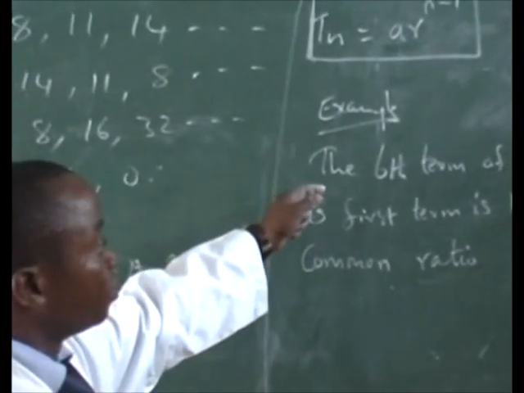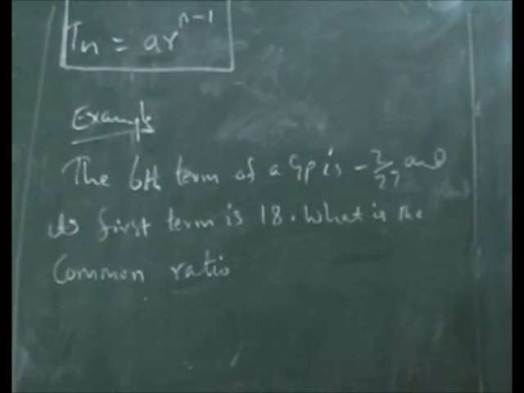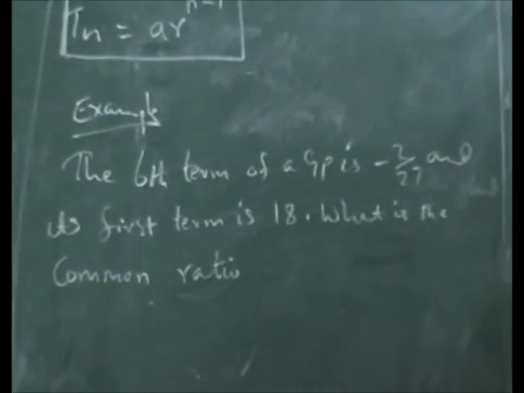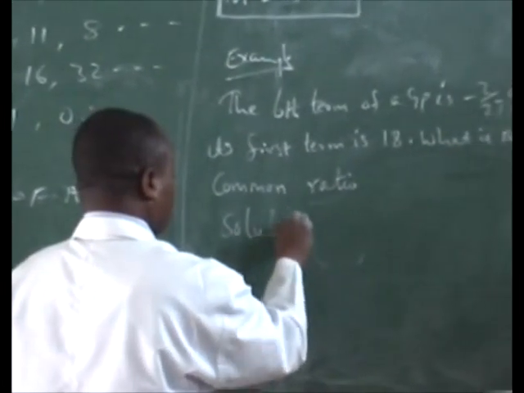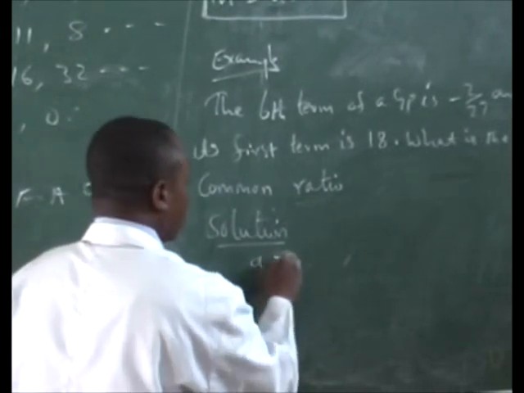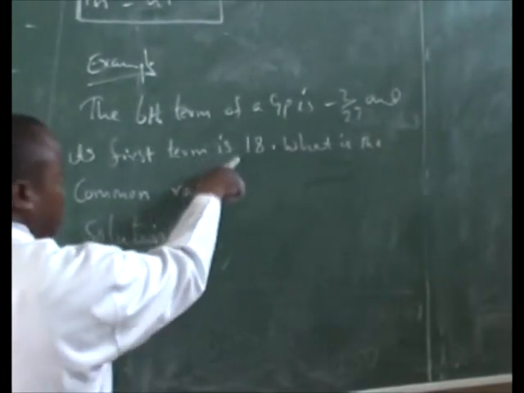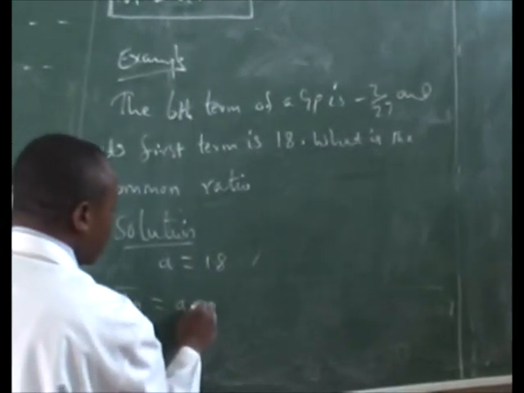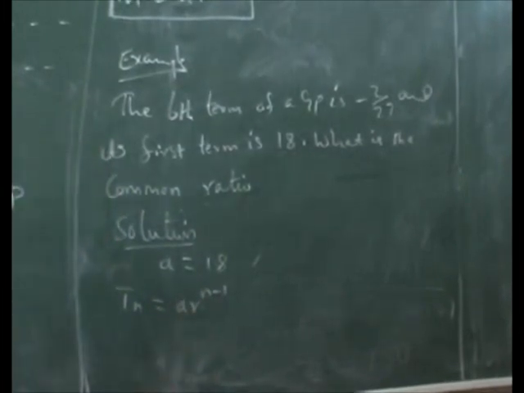So we look at this example. The sixth term of a GP is minus 2 all over 27, and its first term is 18. What is the common ratio? So let's look at the solution. From what we are given, A is equal to 18, the first term. But we know that Tn for a GP is equal to A times r raised to n minus 1.